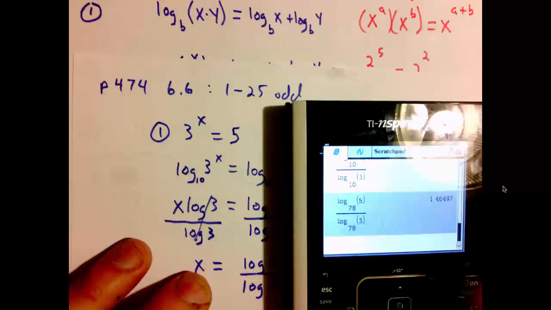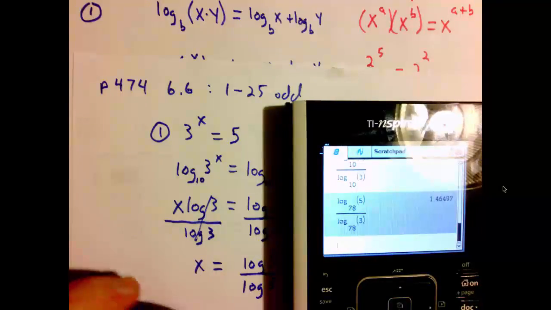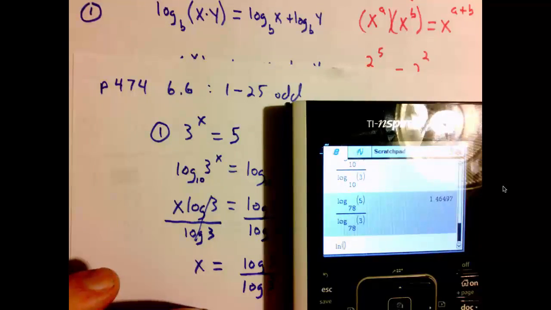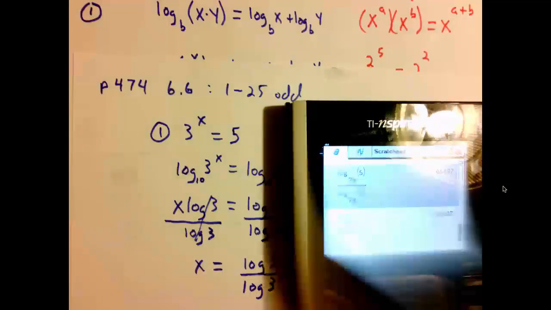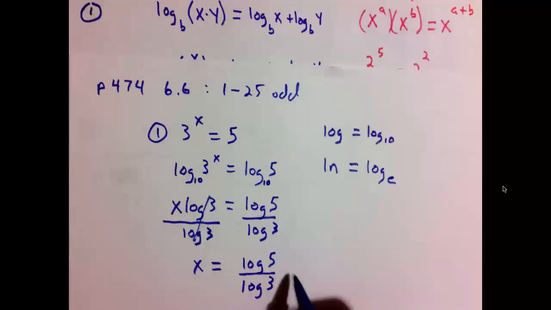So this is 1.46, and in fact I could do the natural log. Natural log of 5 divided by the natural log of 3. Again, it's going to be this same 1.46 value. So this is equal to, I'm going to say, approximately 1.46.